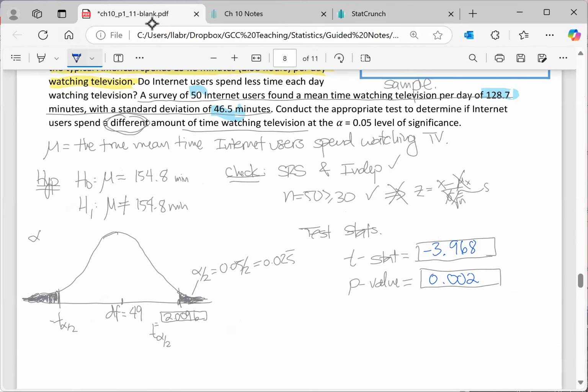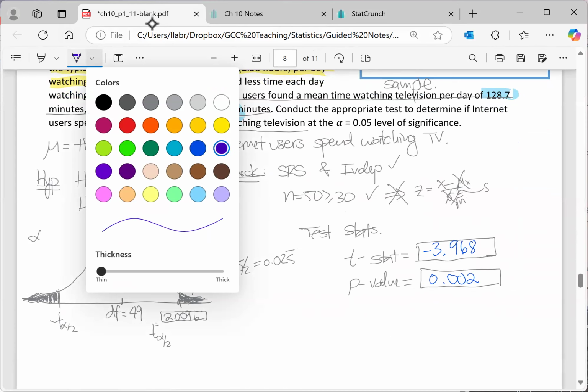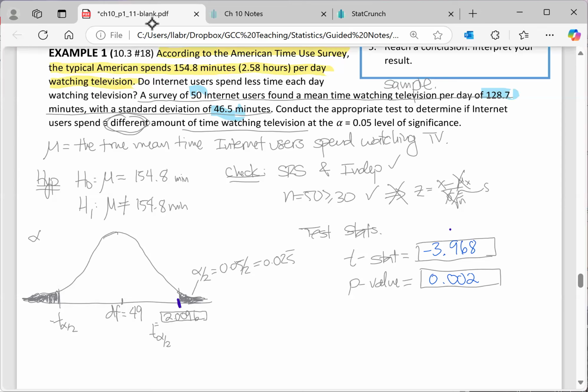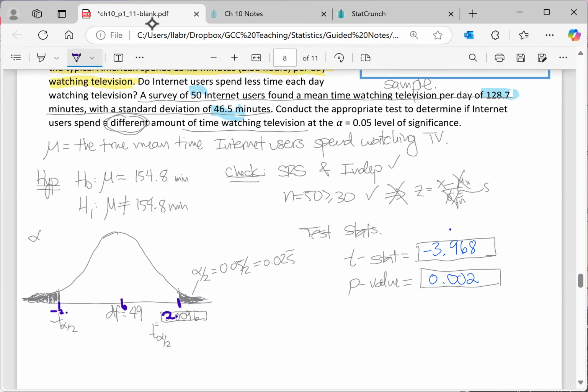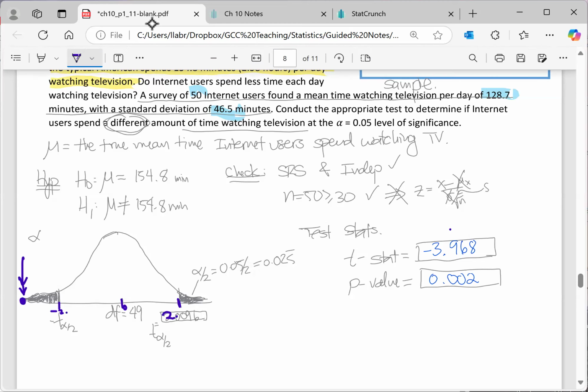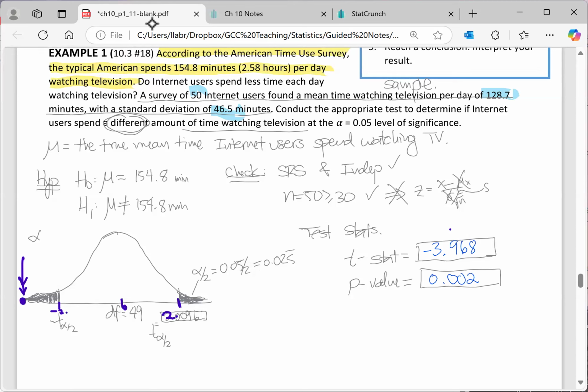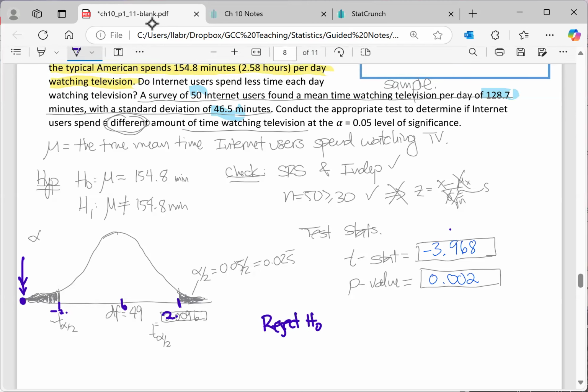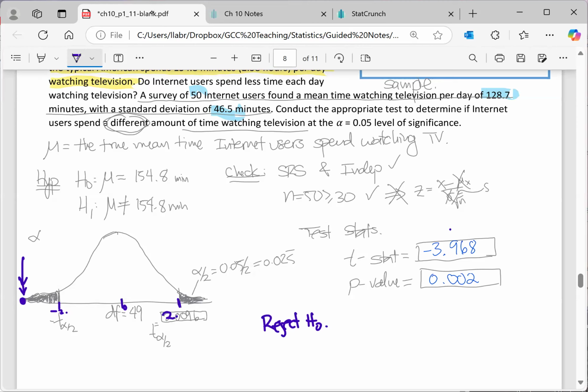So remember, always try and visualize the T statistic on your number line. Remember, this number is 2.0. This number is 0. And this number is negative 2 point something. So negative 3.9 is way off to the left. It's like deep in that tail. So that's clearly significant, right? We land in the critical region. So we're going to go ahead and reject the null hypothesis. The p-value 0.002 is also less than 0.05.